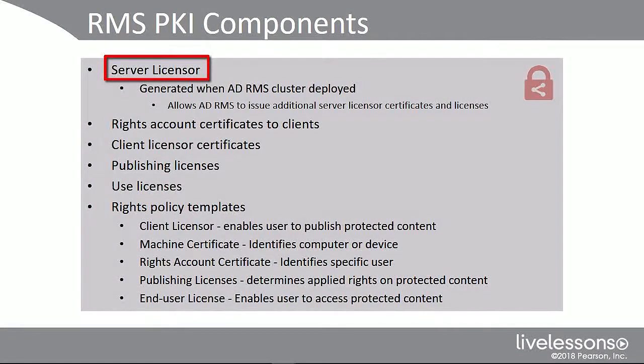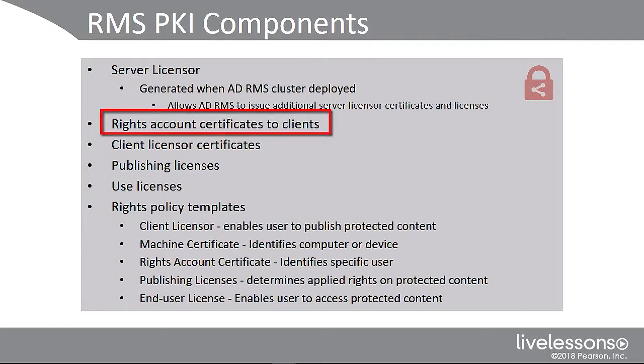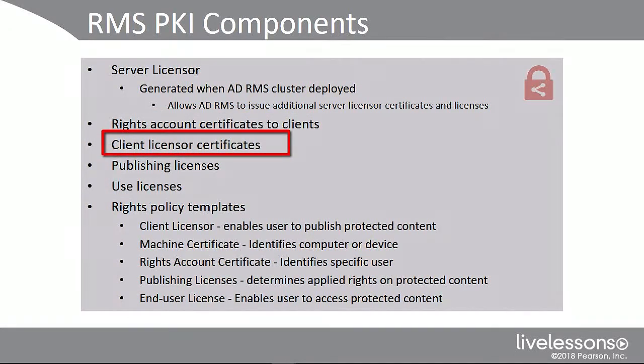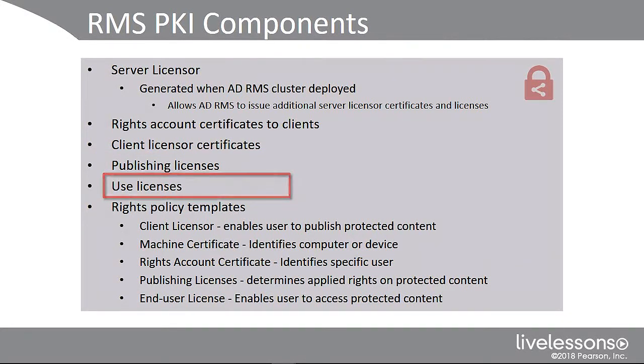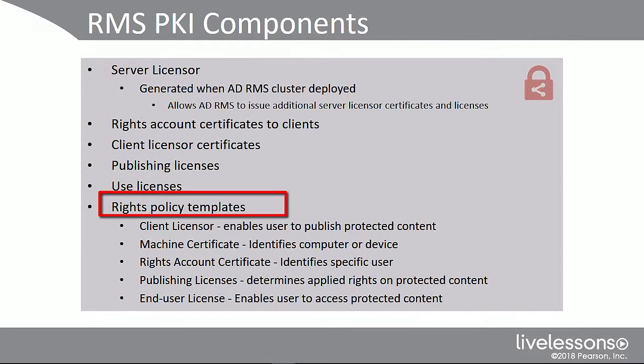We have a server licensor. This is generated when you deploy your RMS cluster, which is a group of RMS servers. It allows the RMS server to issue additional server licensor certificates to other RMS servers. We have the rights account certificates to clients. We have client licensor certificates, publishing licenses, use licenses, and then we have some rights policy templates. We always love templates because templates give us a baseline for creating additional policies in this case here. And we have a client licensor enabling a user to publish protected content.